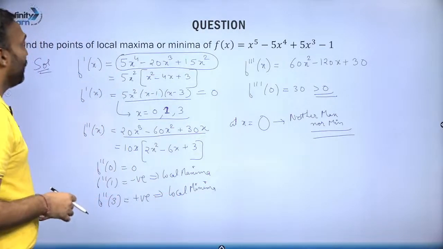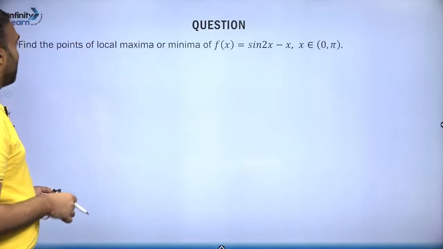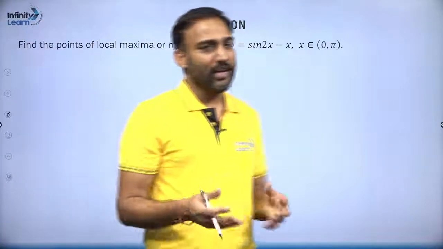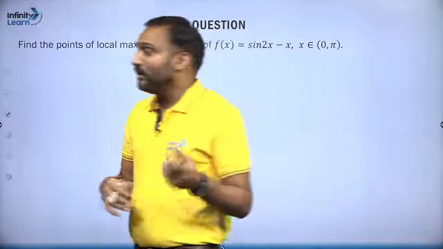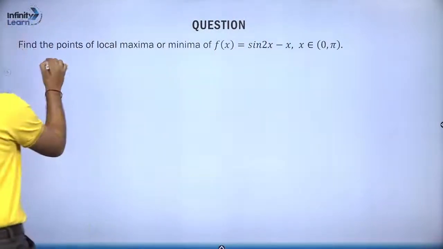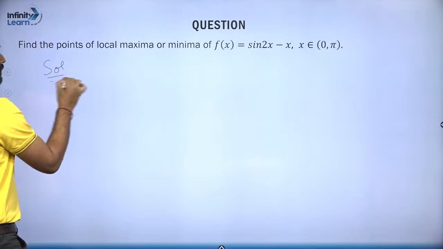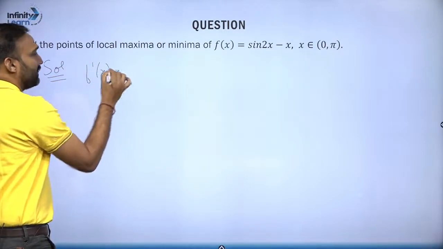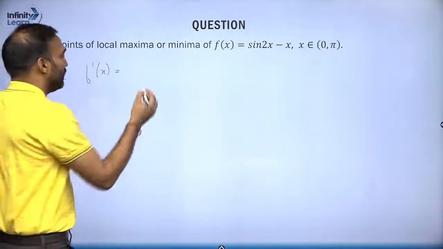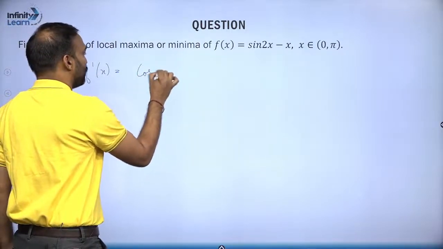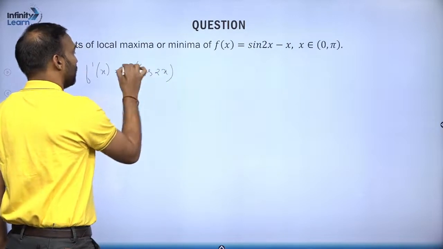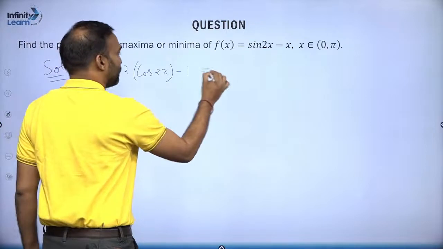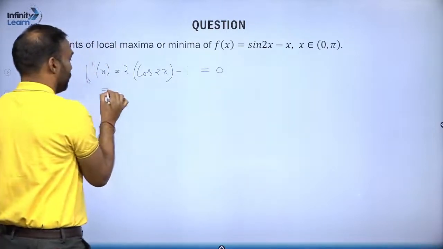So let us move back to that particular example that we have left, f(x) is equal to sin 2x minus x. Now over here I will use the derivative test. So first of all I will differentiate this function. So what is f dash x? The derivative of sine 2x, I have to use a chain rule. Sine of 2x would be cos of 2x into 2 minus 1.